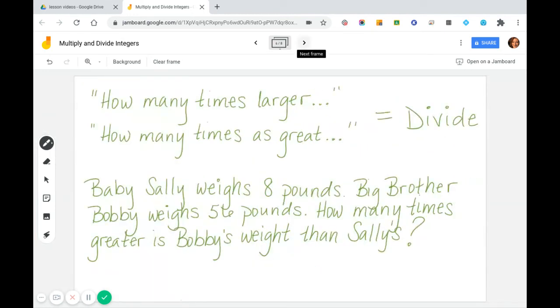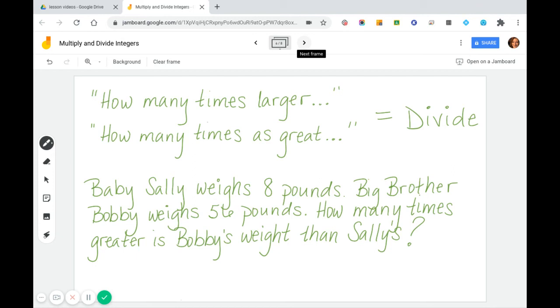The last thing that I wanted to talk to you about in this is word problems. A lot of times with word problems, I feel like it's fairly easy to determine if you're supposed to multiply or divide. But the one thing that catches a lot of people is when it's worded as how many times larger or how many times is greater. It makes it sound like, at least in my opinion, like you need to subtract. And the common mistake is to do those word problems as subtraction.